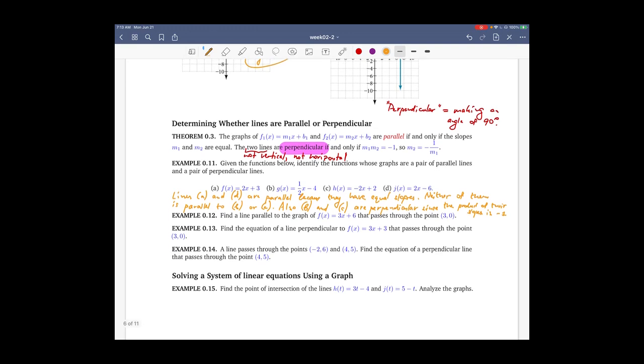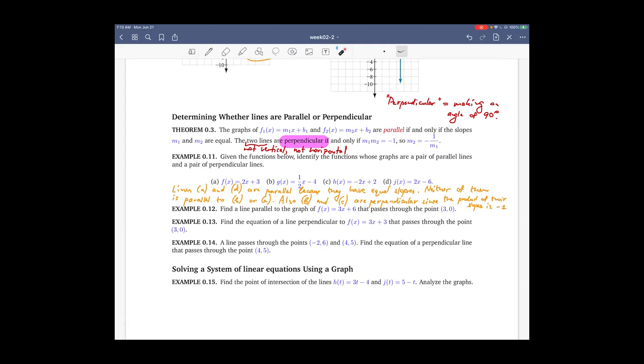All right. In example 12, we need to find a line parallel to the graph of 3x plus 6 that passes through the given point 3, 0. We can easily do this because we can use the point slope form, right? We are looking for a line whose slope is the same as the slope of this line, which is 3. And that line must pass through the point 3, 0.